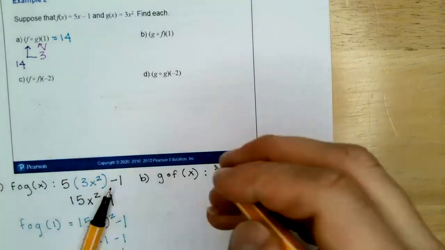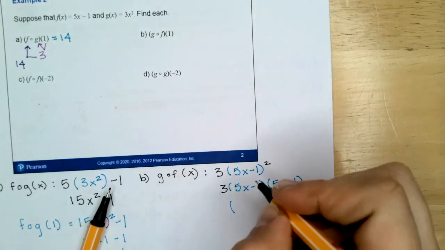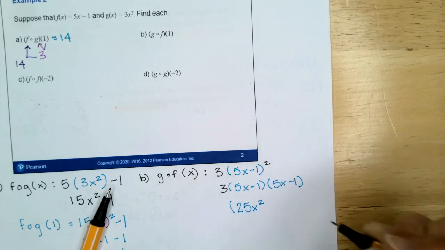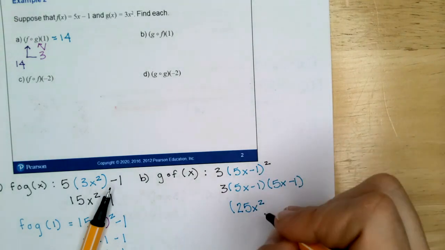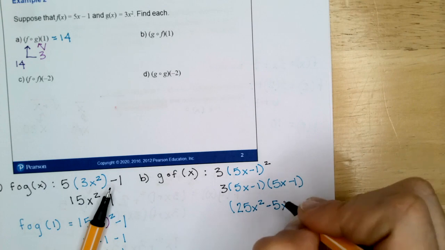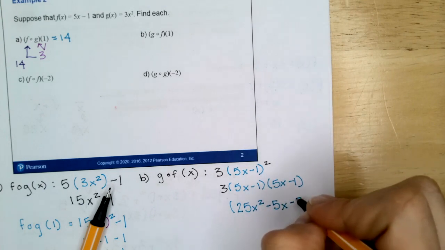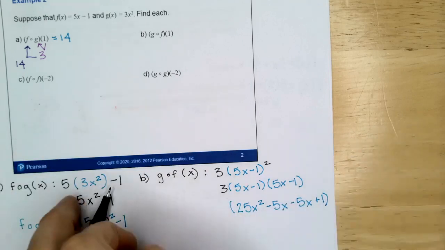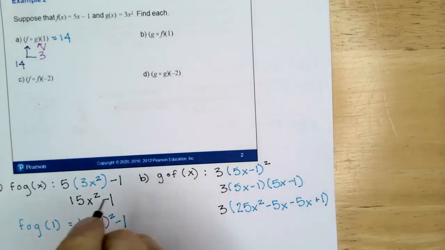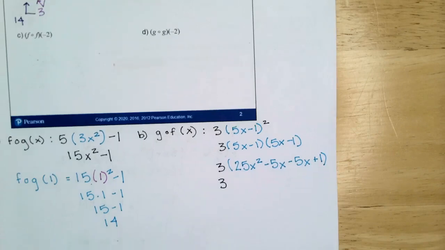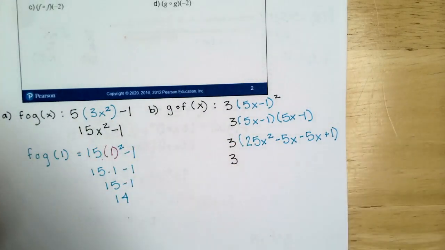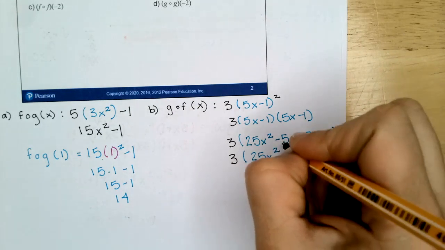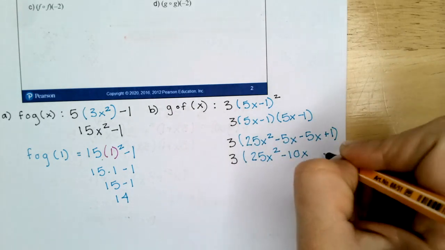So that's going to become 5x times 5x is 25x squared. 5x times a negative 1 is a negative 5x. Negative 1 times 5x is a negative 5x. And then negative 1 times negative 1 is a positive 1. Still need to multiply that by 3. So that's 3 times 25x squared minus 10x plus 1.